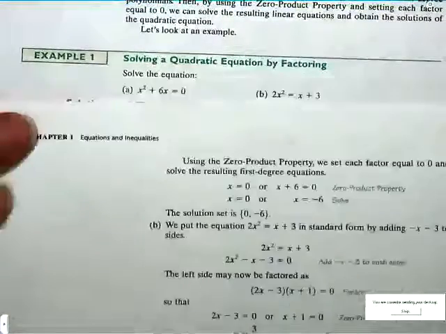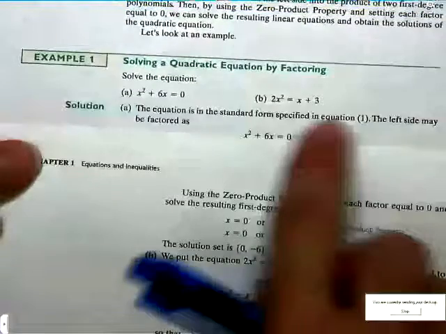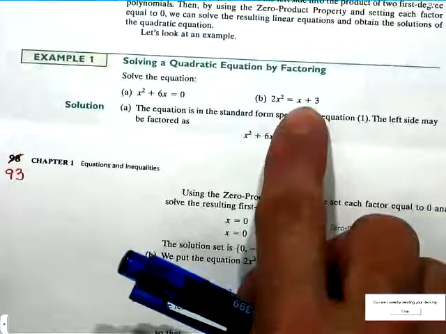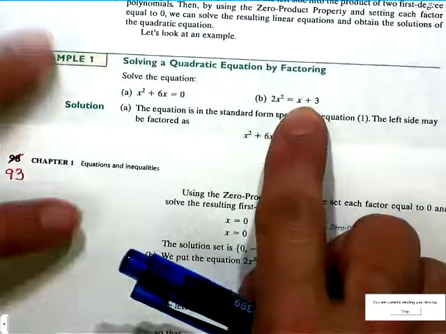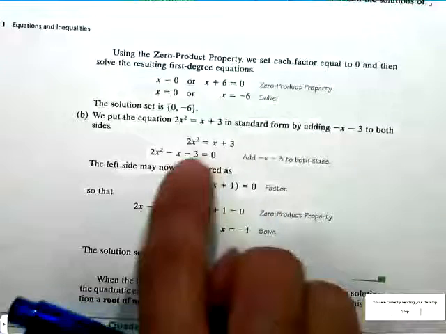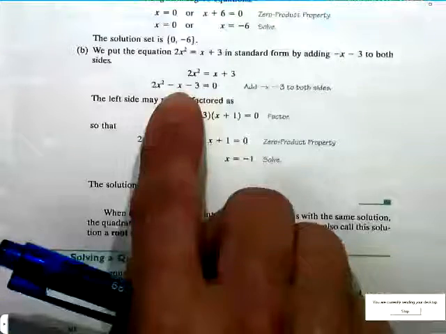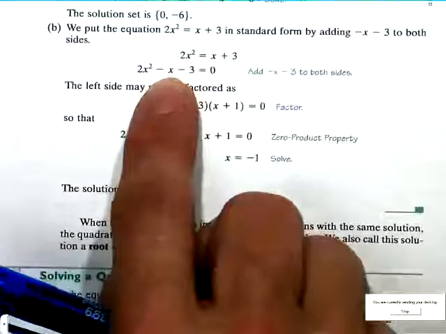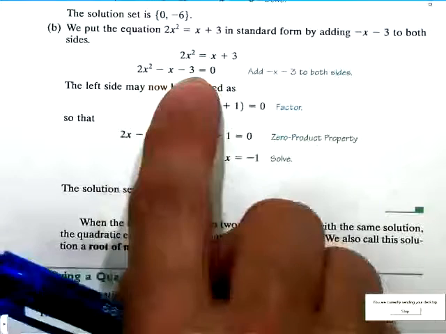The part B is also a quadratic equation, but this is not in standard form. I have to have it in standard form before I can try to factor it. So the first thing I did, or the book did, was subtract the x and subtract the 3 from both sides to get it in standard form.